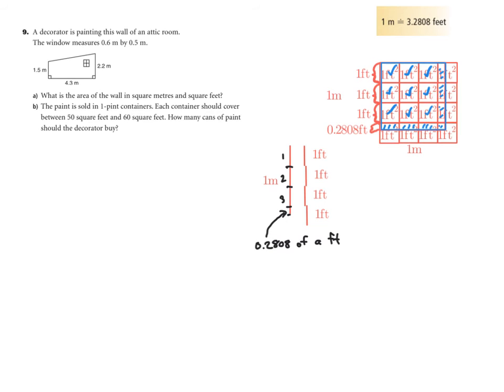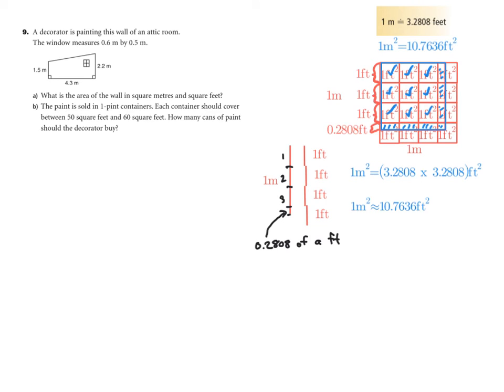So 1 meter squared is actually equal to 3.2808 times 3.2808 feet squared. So using my calculator, I can see that there are 10.7636 feet squared approximately in 1 meter squared.